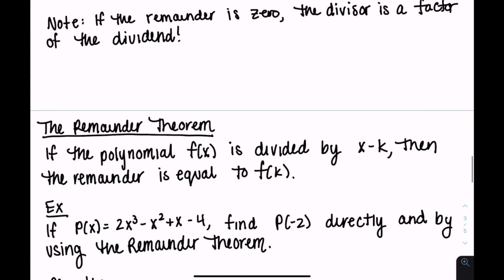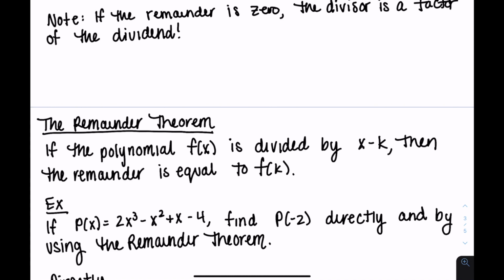So this tells us about a special theorem that's called the remainder theorem. So if you have a polynomial f of x and it's divided by this binomial x minus k, the remainder is going to be what the function is evaluated at k. So if the remainder is 0, that tells you it's a 0 or a factor of the polynomial.